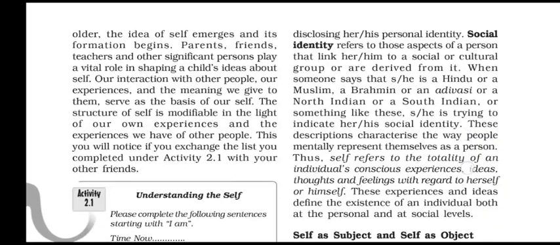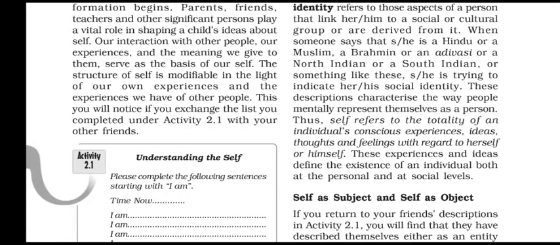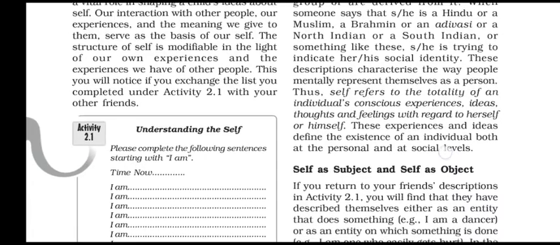Social identity refers to those aspects of a person that link her or him to a social or cultural group, or are derived from it. When someone says that she is a Hindu or a Muslim, a Brahmin or an Adivasi, or a North Indian or South Indian, or something like these, she or he is trying to indicate her or his social identity.